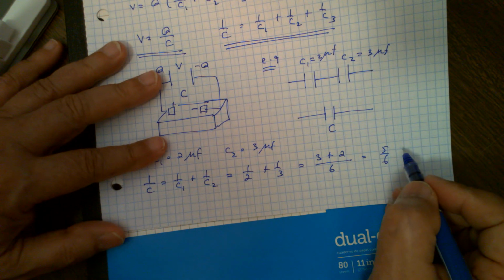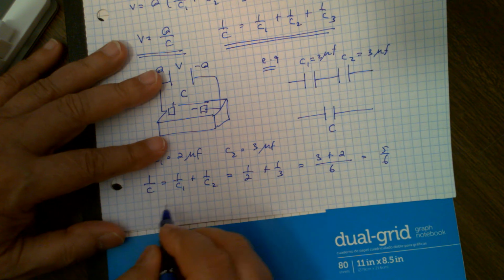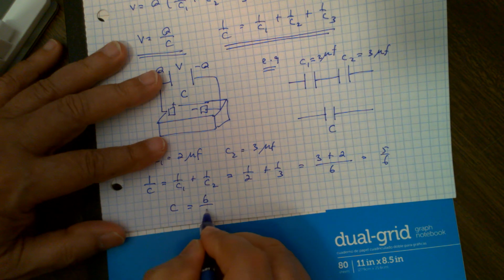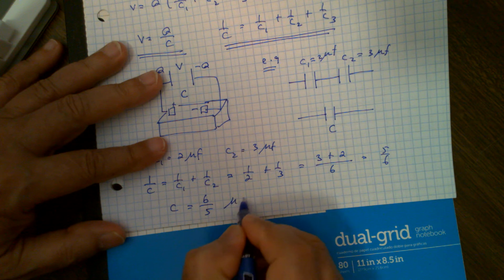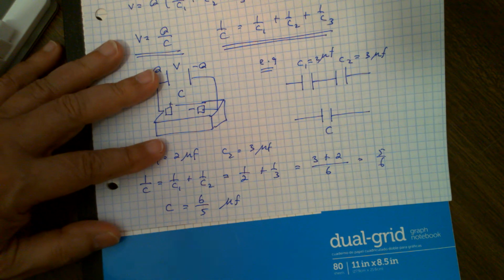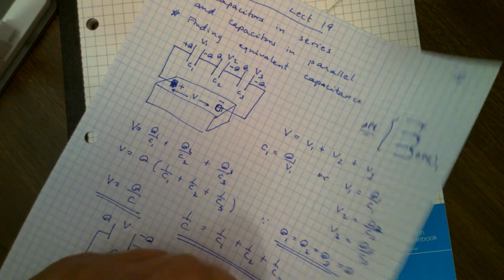That's not the answer yet, because it is 1 by C. So in order to get C, don't forget you have to flip that 5 by 6 around. You get 6 by 5 microfarad. Okay, so that's how you find equivalent capacitance. I'll do another example for you.